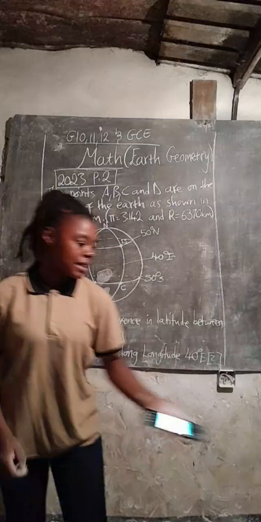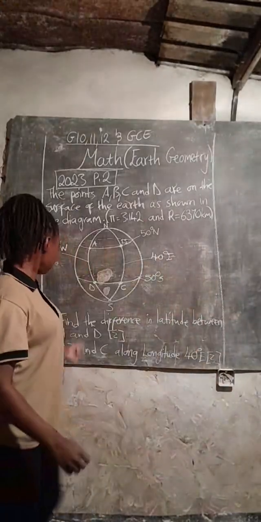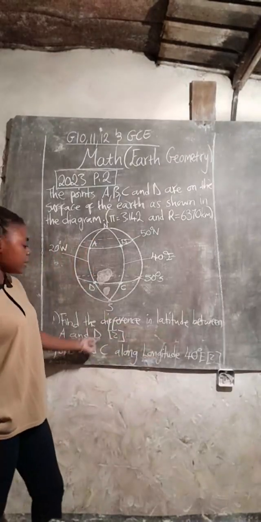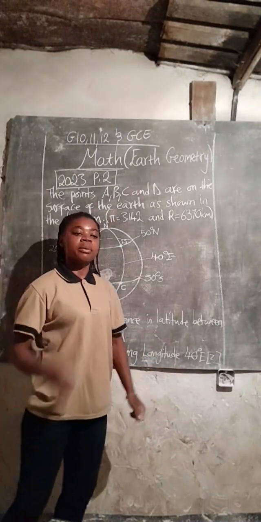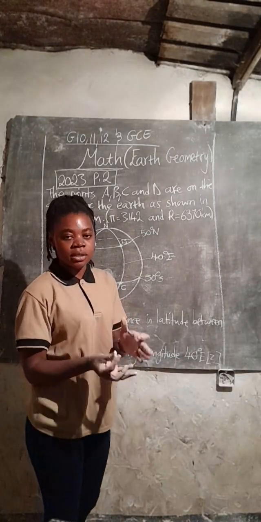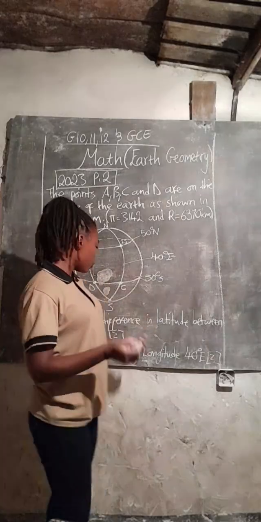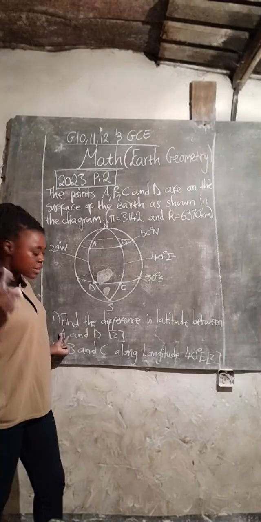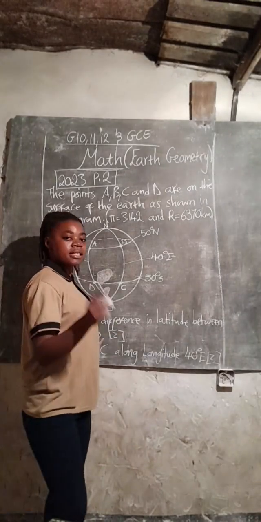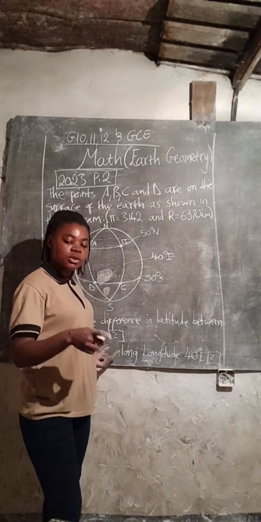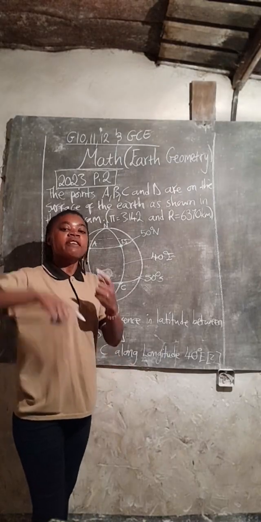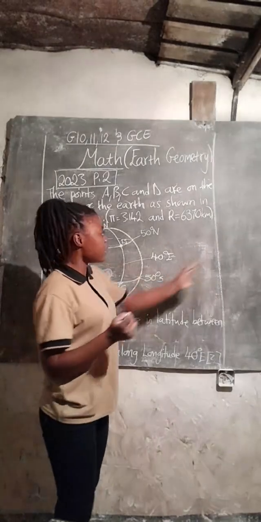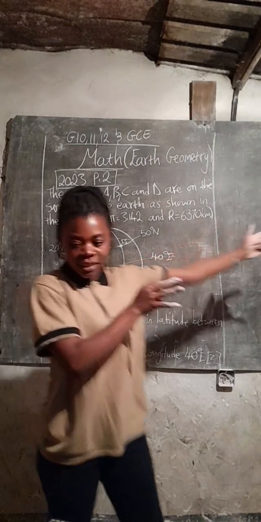What are they asking us? The first question says find the difference in latitude between A and D. Remember, when finding the difference in latitudes, we first locate which latitude and longitude point A is sitting on, and which point D is sitting on. Then from there we find the difference. Let me turn the camera to that board.